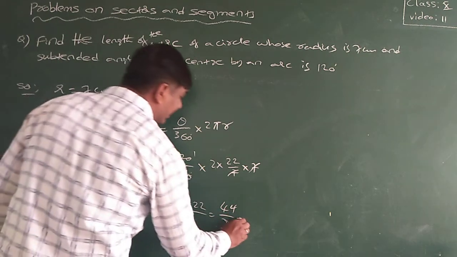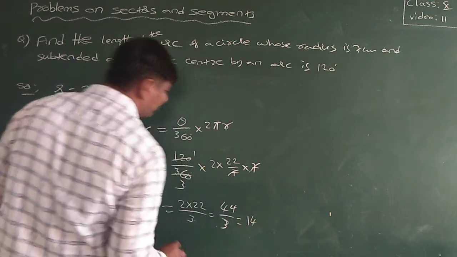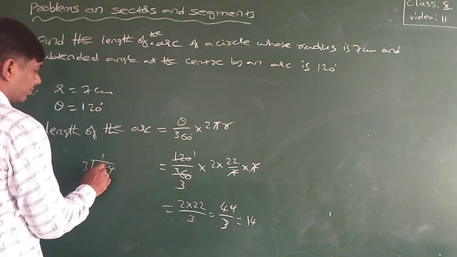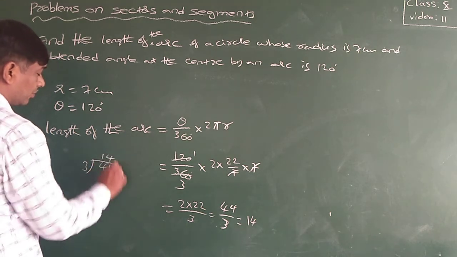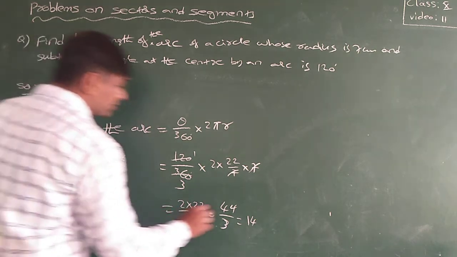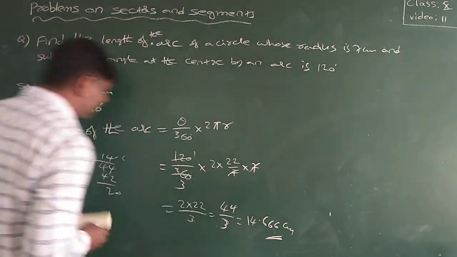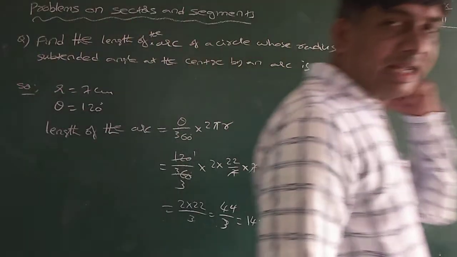That value is: 3 1s are 3, 1 4, 3 4s are 12, 14 3s are 42. So 14.666 centimeters. Not centimeter square, only centimeter. Length of the arc it is. Only length we are finding.